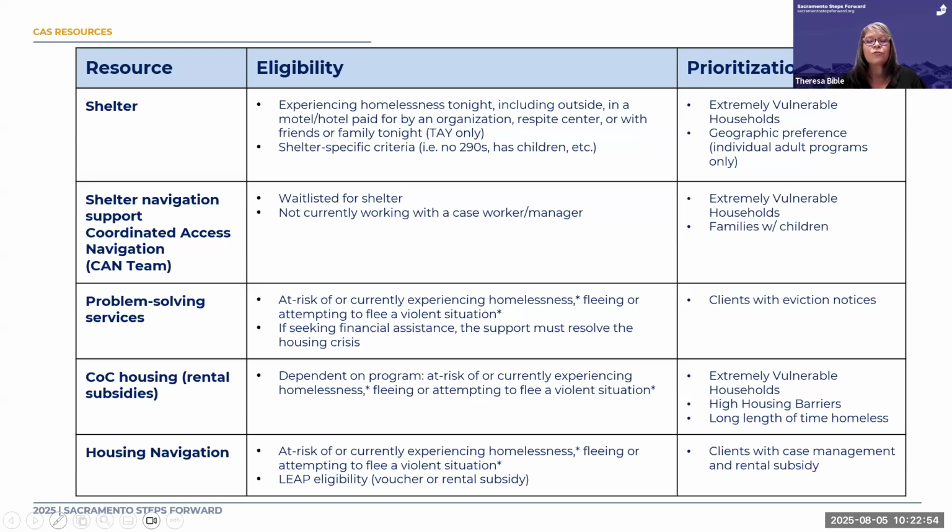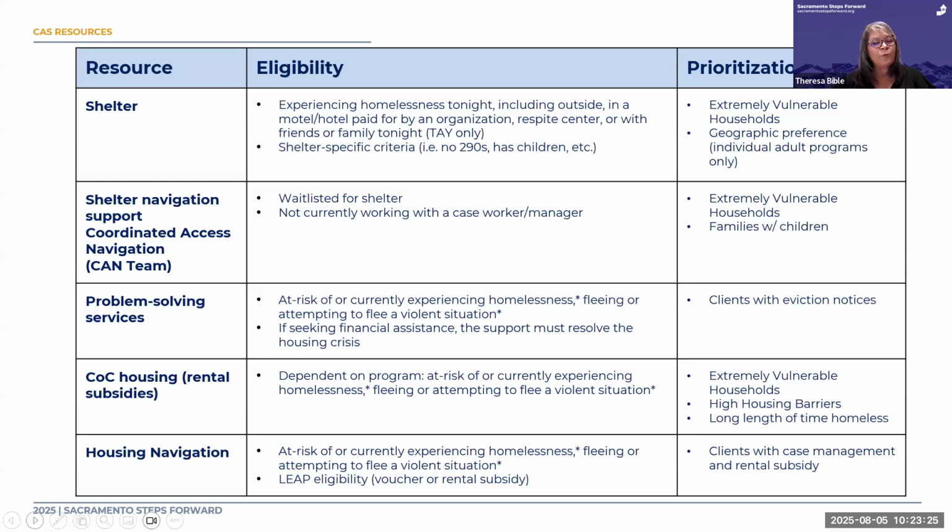Some shelters also go by a geographic preference. That means that you have to be in a specific radius in order to qualify for that shelter. Once that wait list for that shelter has been gone through, and everybody on that list has been contacted or attempted to be contacted, then 211 can pull from out of that geographic area.